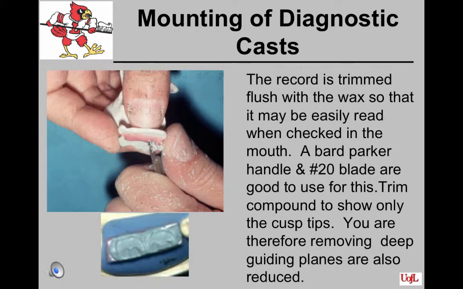The record, after it's made, is trimmed flush with the wax so that it may be easily read when it's checked in the mouth. You want to trim the compound to show only the cusp tips. You are therefore trimming any really deep guiding planes away from the material. If the teeth are really deeply embedded in the wax, then when you go to check to see if you have the right bite, there's almost no way you can go wrong because all of those sidewalls guide you down into position and make your bite look very repeatable.